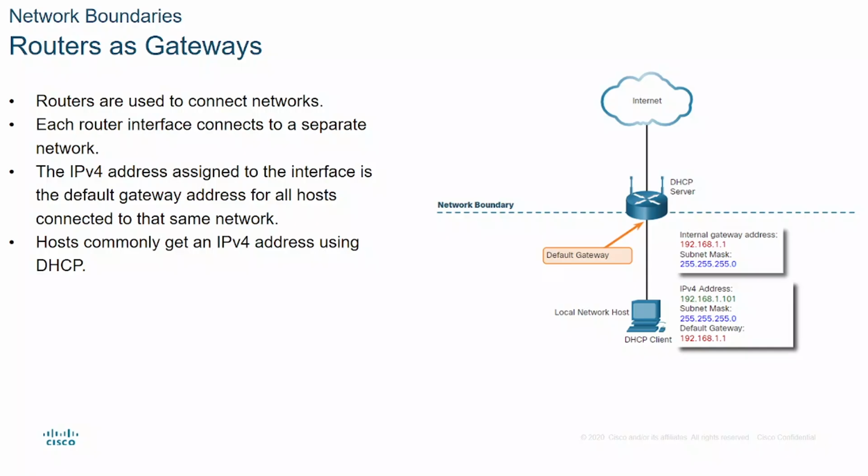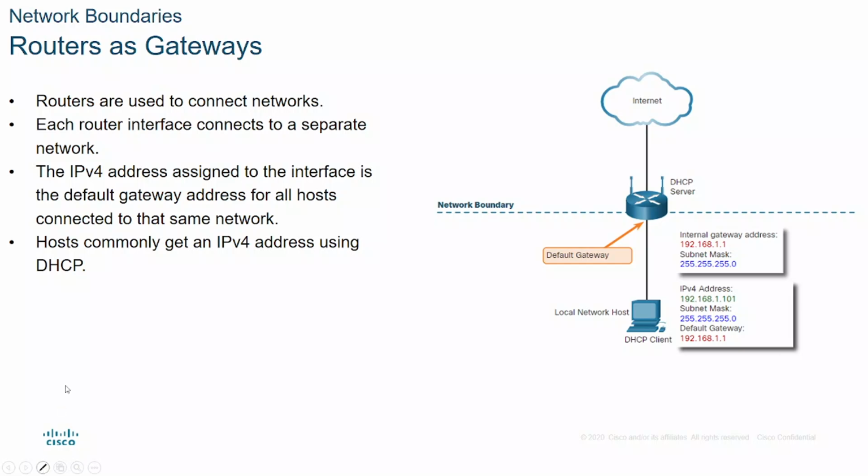You need to understand that routers are used to connect different networks. Each router interface connects to a separate network. For example, different groups of systems can be connected to each other, and those groups of systems can be connected to different interfaces on a particular router. The IPv4 address assigned to the interface is the default gateway address of all hosts connected to that same network.